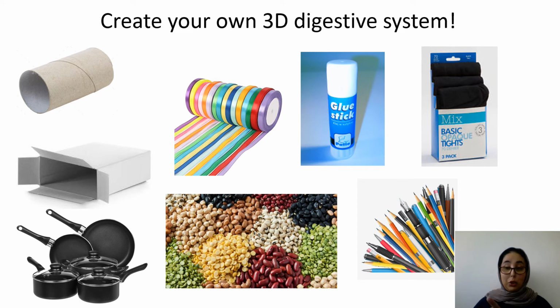Now I want you to create your own 3D digestive system, and I want you to use a variety of different materials and think about the textures. For example, you can be using empty cartons, toilet roll, ribbon or pulses such as beans, dried beans, rice, empty glue sticks, pieces of fabric. I want you to really think about the materials you're going to be using and get creative.